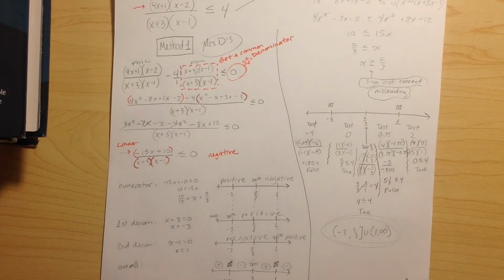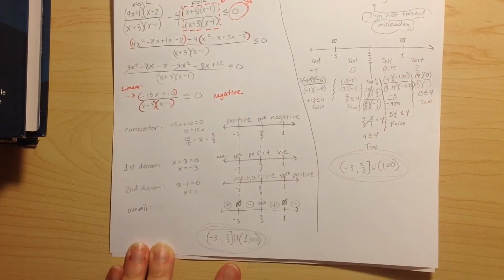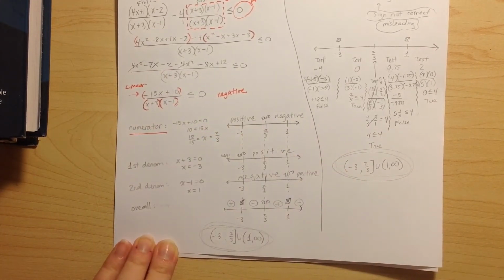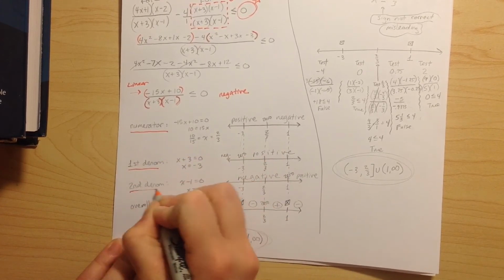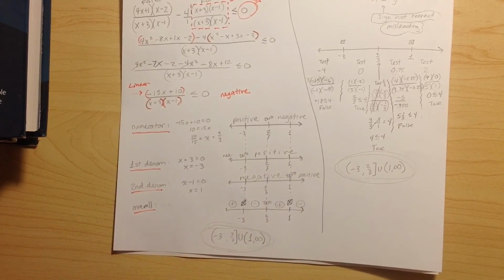So down here you will see 4 number lines. First I have my numerator. I have to figure out when is it positive or negative or 0. Then I have the first piece of the denominator, the second piece of the denominator, and the overall answer. A key to knowing if the whole thing is positive or negative.